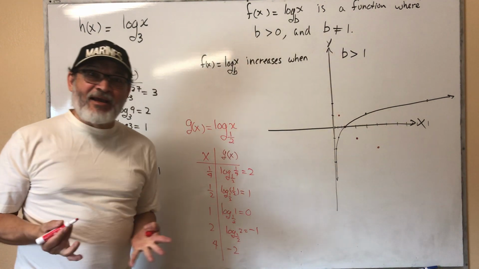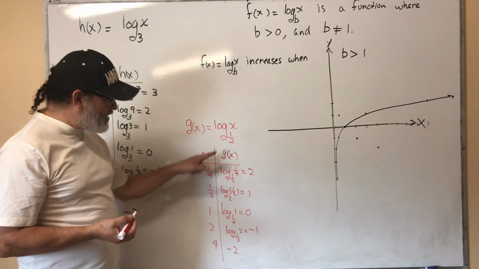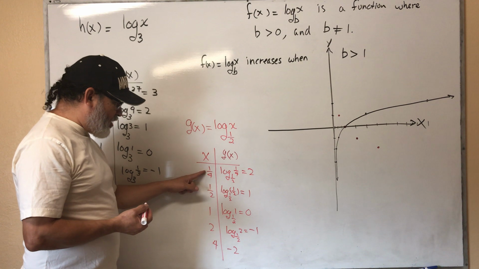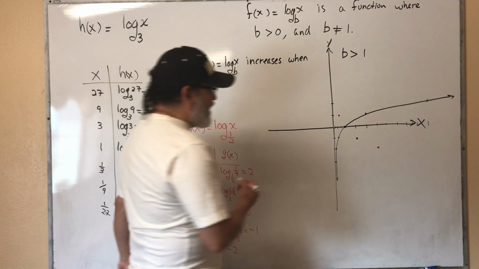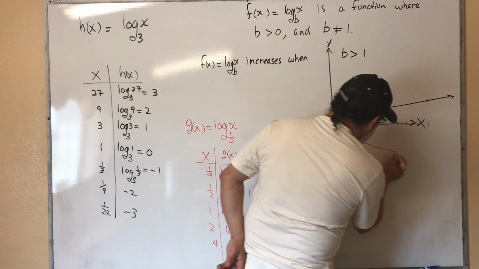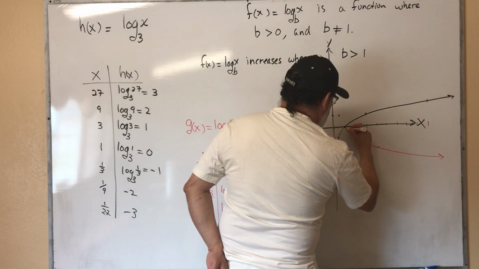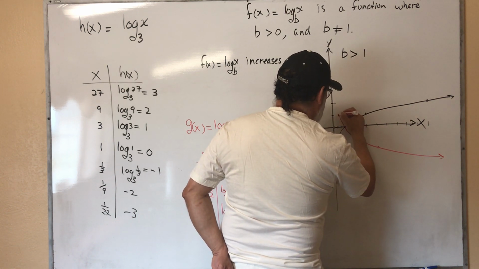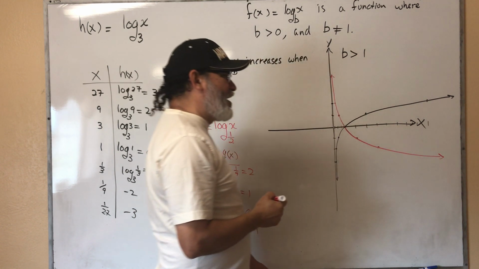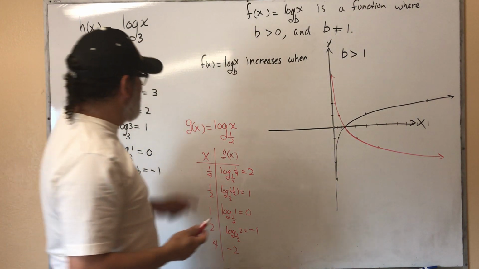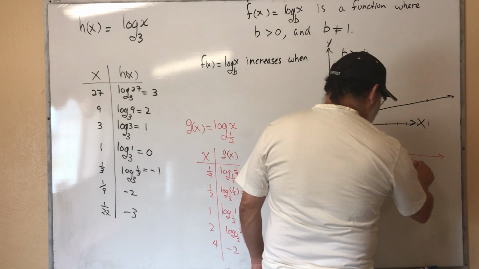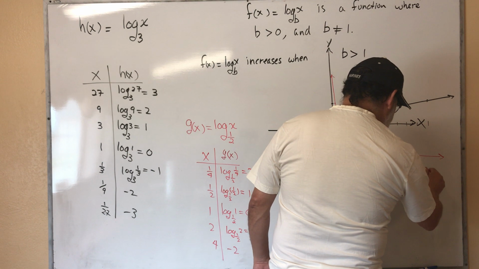Okay. It's decreasing because the base is half. Decreasing. When x is 1/4, y is 2. X is 1/4, y is 2 right around there. And so therefore we get this. Nice. Guys, this is g of x, which equals log base half of x.